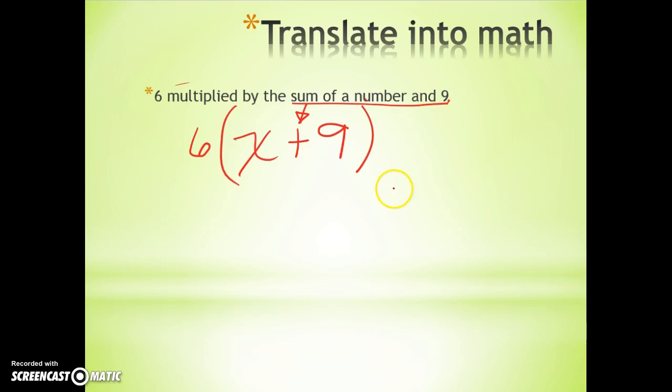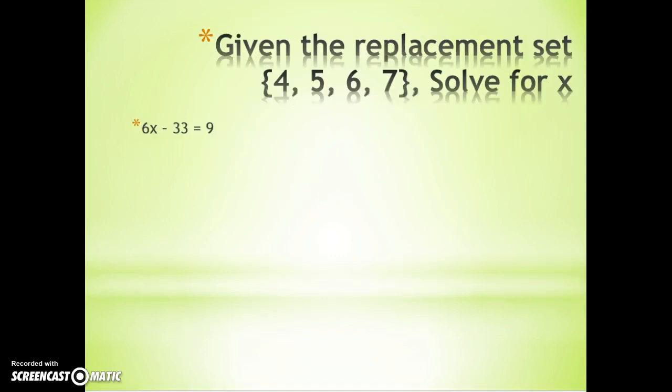Number's my variable. 9 is my constant. 6 times the sum, x plus 9. All right. If you're given a replacement set, be able to solve for x.